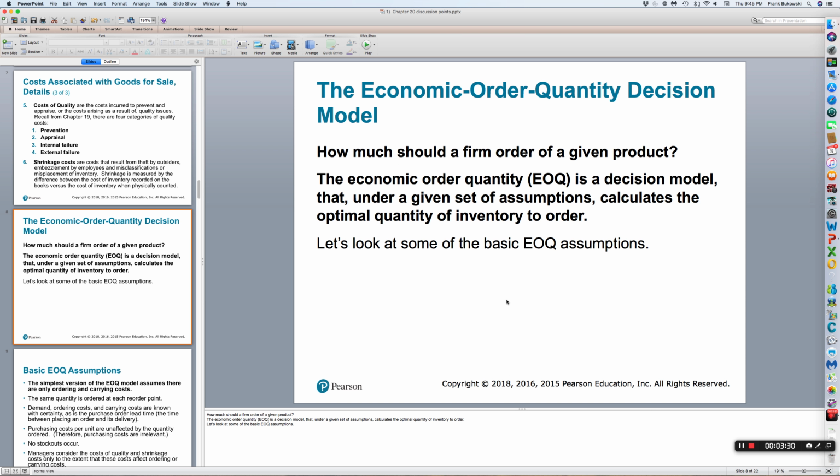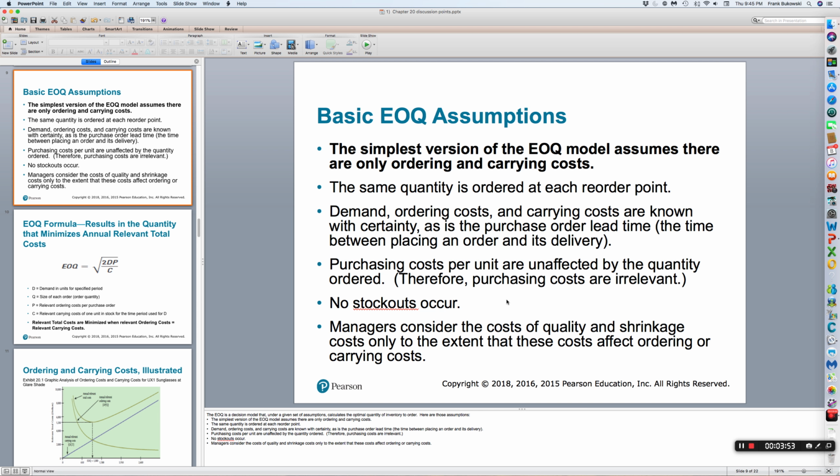How much should a firm order of a given product? In order to determine this, they will use the EOQ, or the Economic Order Quantity Model. And there will be a given set of assumptions that will be used to calculate what the optimal quantity of inventory should be to go ahead and order. Let's go ahead and take a look at some of the basic EOQ assumptions then.